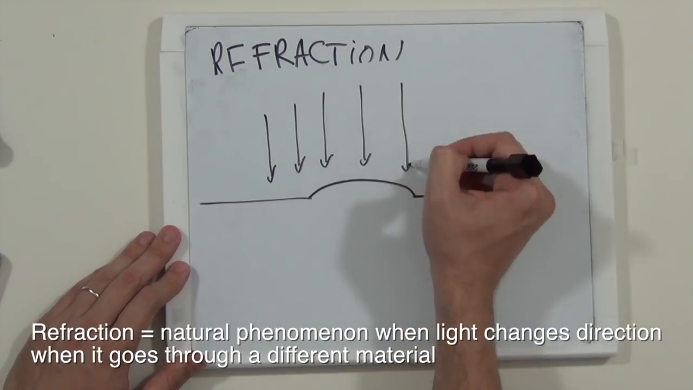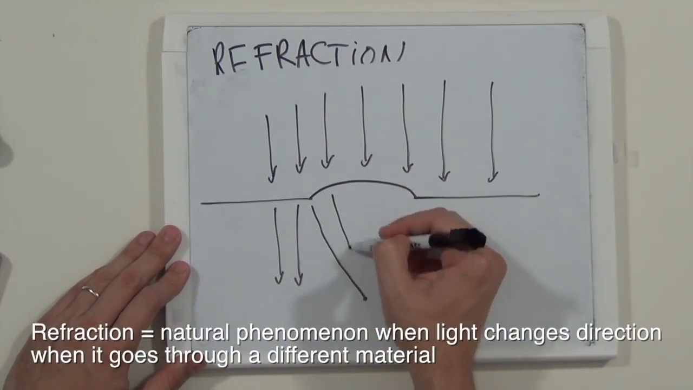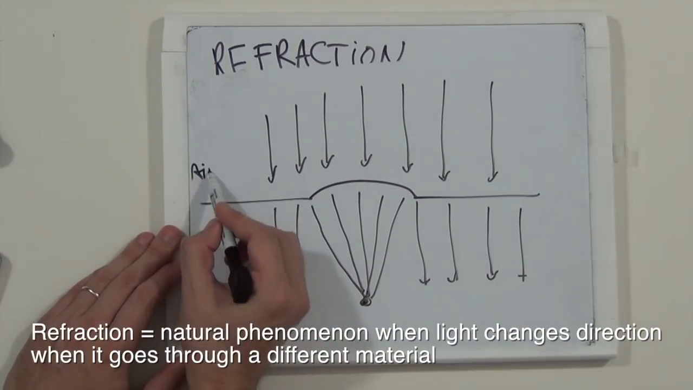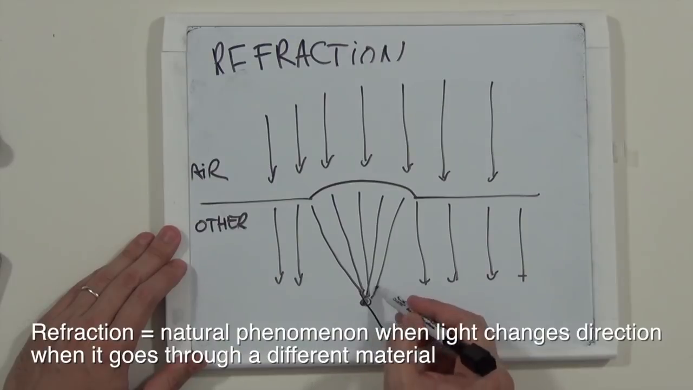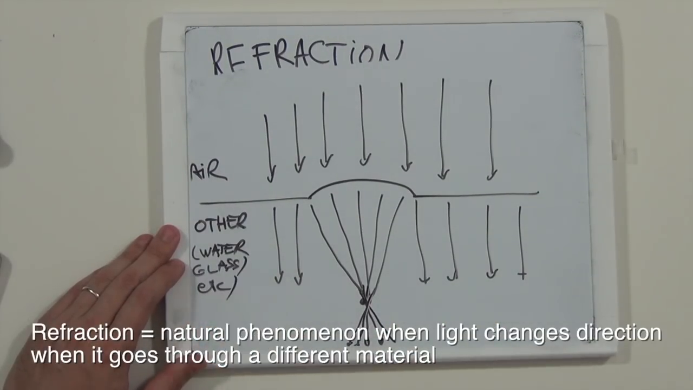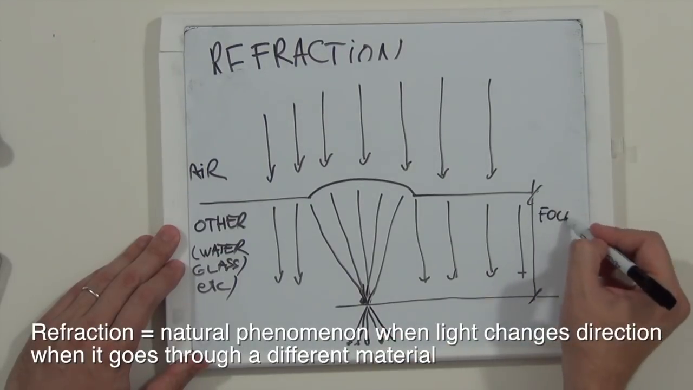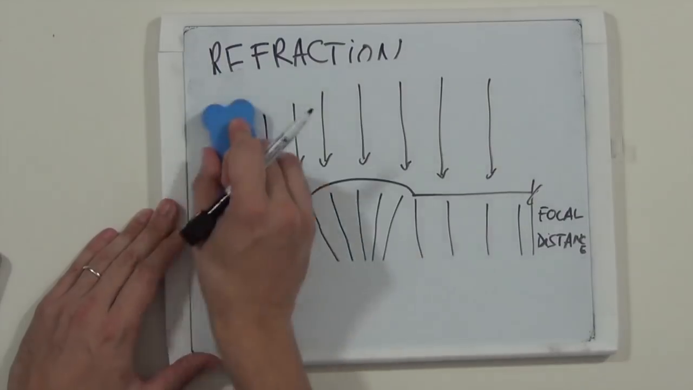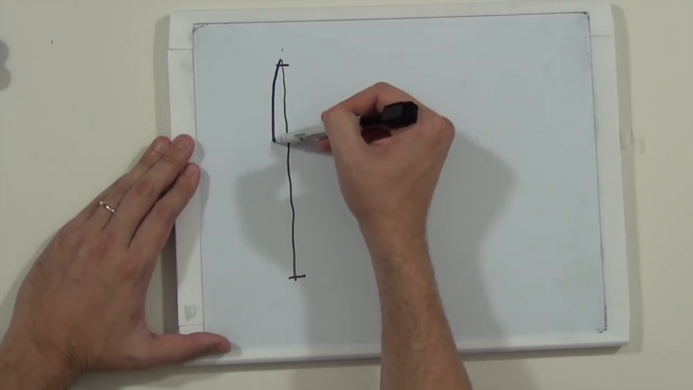It goes through. When the photon goes through and hits the surface, it changes direction. This is called refraction. I'm not going to question why and how. I just know it happens. When the light hits the surface, it changes the direction. A lens is basically a piece of glass or a piece of something else. It could be made of something else. It needs to be just transparent.